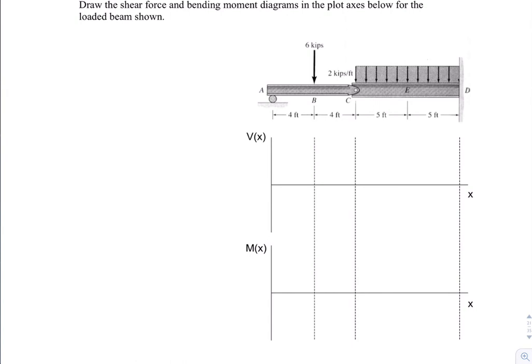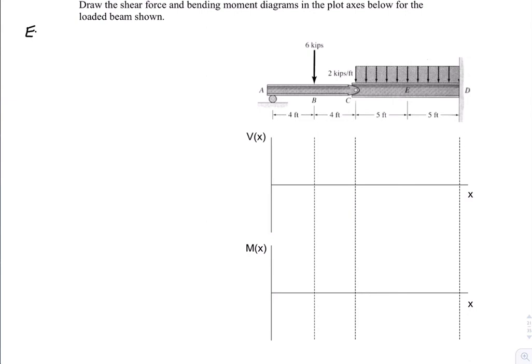For this example, we're looking at a structure which is made up of beams AC and CD. We have a point load, which is acting at the midpoint between A and C. We have a constant line load force between C and D. We want to come up with the shear force and bending moment diagram for that structure.